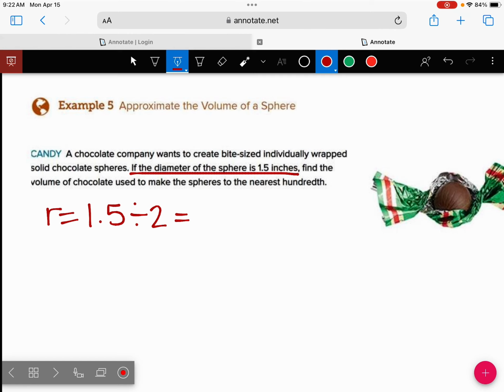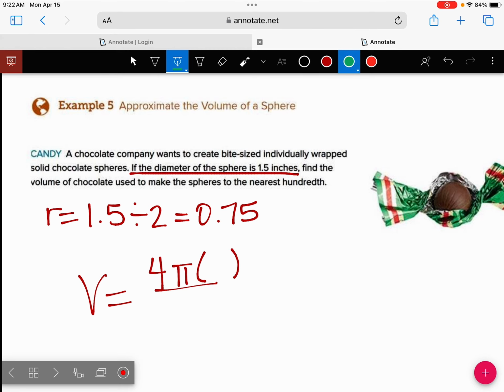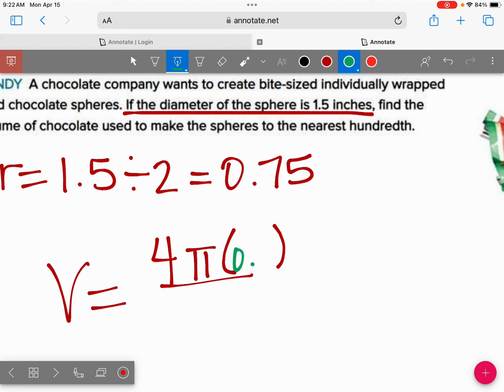So, King, what did you get for the radius? 0.75. Okay, so to type this in your calculator, you're going to have your 4 pi and then make parentheses. Inside of the parentheses, you're going to put 0.75, raised to the power of 3. Wait, that's kind of messy. Let me make that better. 0.75 to the power of 3, and that's all divided by 3.